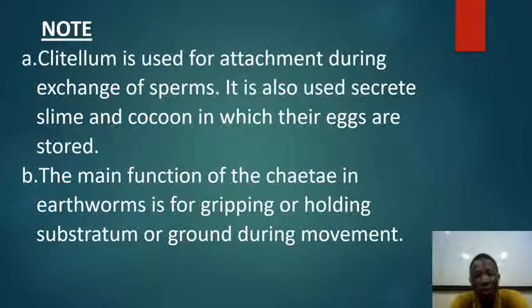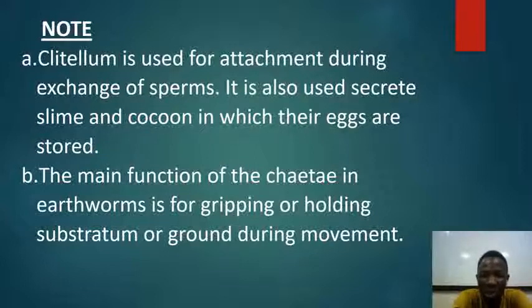Earlier we spoke of a clitellum, and we said that it is a glandular area that is unsegmented and is found close to the head of the earthworm. When you look at an earthworm, you realize that there is a swollen area. It is also unsegmented. It looks much more swollen and bigger, and that is what we call the clitellum.